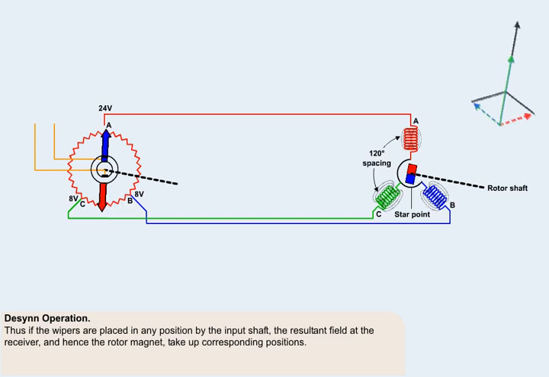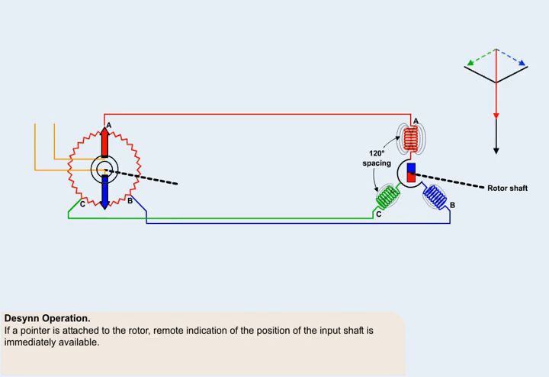Thus, if the wipers in the transmitter are placed in any position by the input shaft, the resultant field at the receiver, and hence the rotor magnet, takes up a corresponding position. If a pointer moving over a calibrated scale is attached to the rotor, remote indication of the position of the input shaft is immediately available.